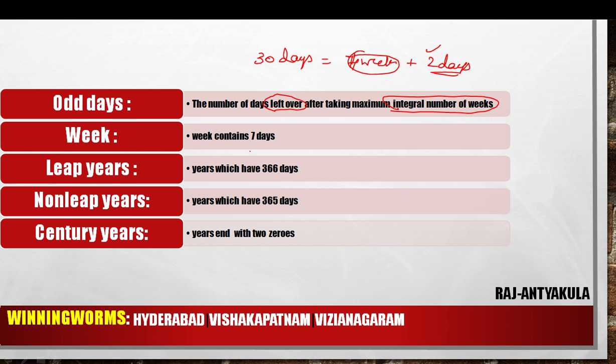Now week, we know that a week contains 7 days. A leap year is nothing but a year which has 366 days. Non-leap year means a year which has 365 days. And century years end with 2 zeros. For example 100, 200, 300, 400 and so on. This we call century years.